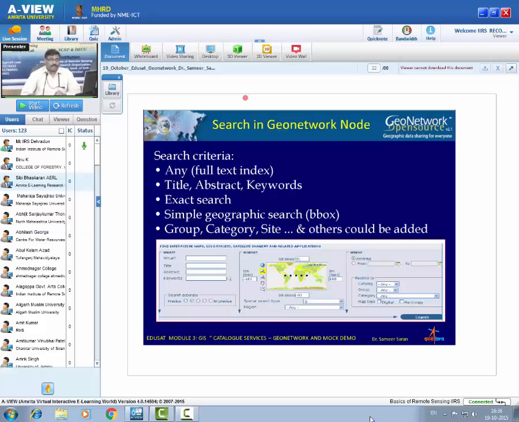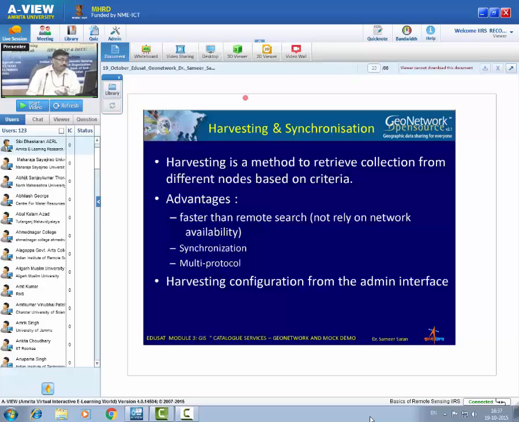So you can see title, abstract, keywords, exact search, bounding box. You can even create your own bounding box, and apart from that bounding box you can even fire topological relationships, meaning overlap, meet, all those types of relationships, in order to search a particular service. So those types of mechanisms make GeoNetwork more powerful compared to others.